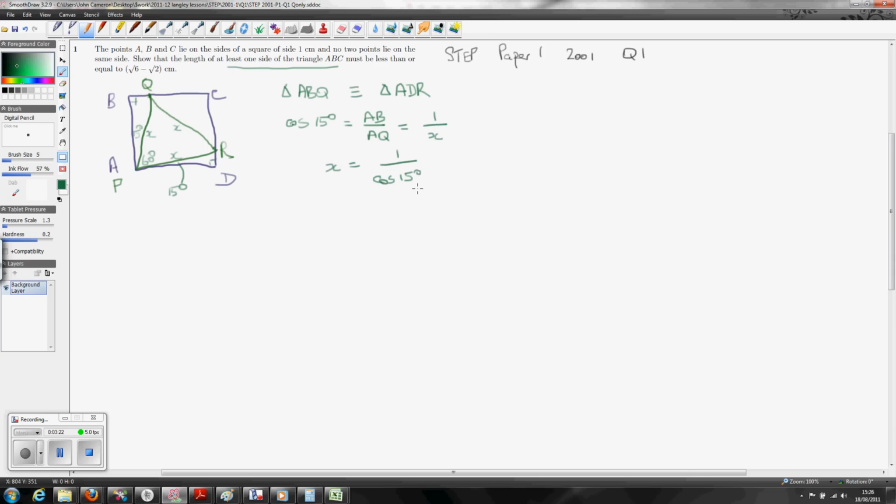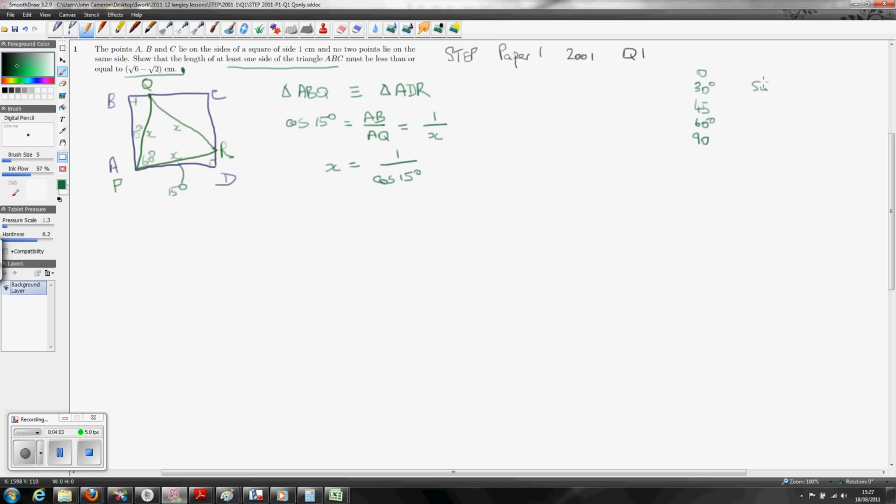And you might think, well, we're home and dry here. Just look up on our calculator what cosine 15 is, take the reciprocal, and that'll be x. Unfortunately, this is a non-calculator paper, and what's more, they seem to want the answer in terms of square roots. So we've got to find some way of working out what the cosine of 15 degrees is. Well, we know the cosine and indeed the sine of certain angles. We know 30 degrees, 45 degrees, 60 degrees, and 0 degrees, and 90 degrees, and multiples of these.